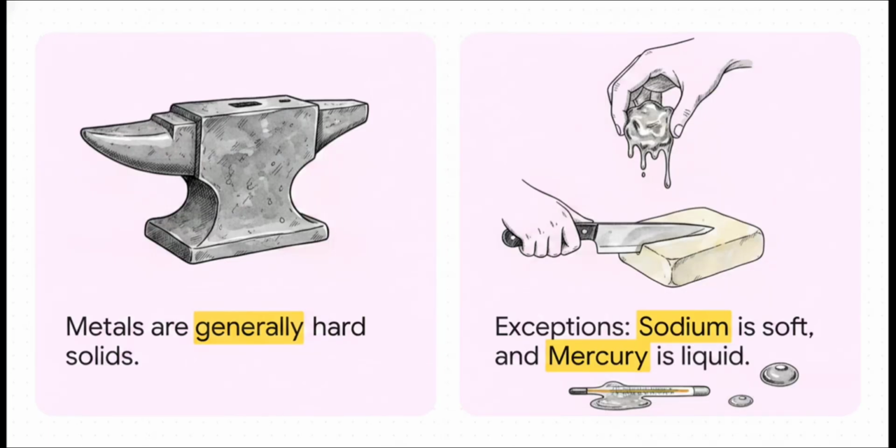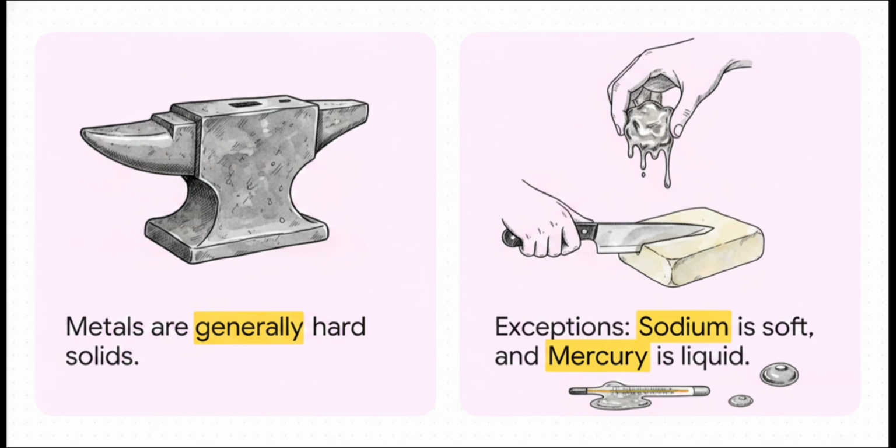Now, examiners rarely ask you to list basic properties. Instead, they absolutely love to trick you with the exceptions. We all know metals are generally hard solids with high melting points, right? But here is an insider tip for you. Alkali metals, like lithium, sodium, and potassium, are actually so soft you can literally cut them with a butter knife.